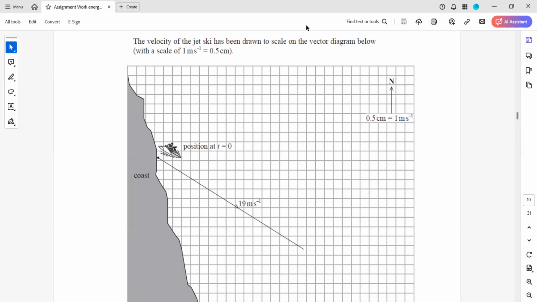So the direction of the jet ski, I can measure this. I can measure the angle from the original, or I can also measure the angle from the north. Or I can also draw a compass here. I will have north, south, east, west, and I can measure this angle, or I can also measure this angle. I can mention south of east, or this one it will be south of east.